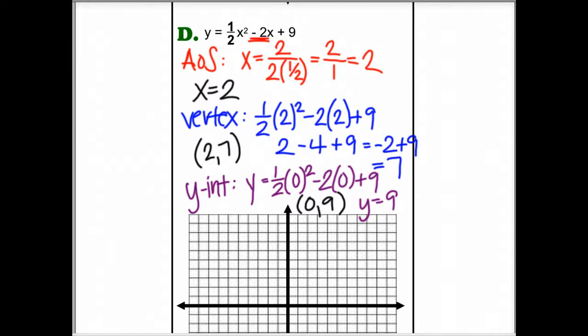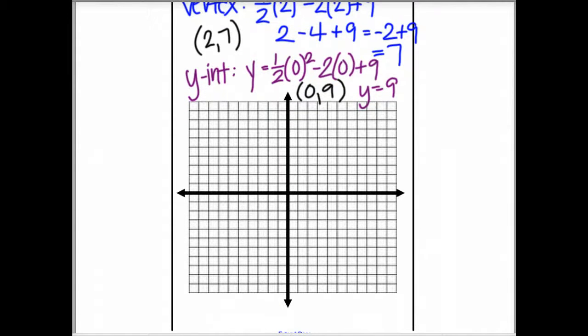Went ahead to graph this. I have my axis of symmetry at x equals 2. I have points at 2, 7, and 0, 9. Mirror that over. Notice this one goes off the graph. In this particular case, I would be okay with you having just 3 points, only because it is going to extend off the graph, although you could do 1 and 3. However, you're going to get into fractional values, as you can see, so we will leave it at that.